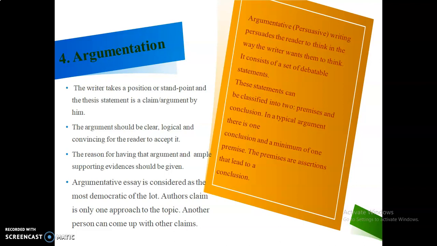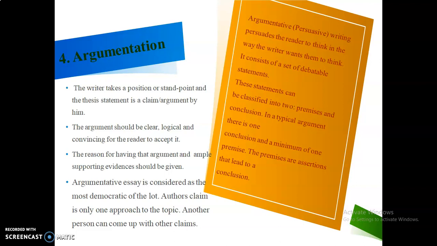And what are the important features of an argumentative essay? The writer takes a position or standpoint, and the thesis statement is a claim or argument made by him or her. Obviously, the writer puts forth a particular idea. The argument should be clear, logical, and convincing for the reader to accept it.